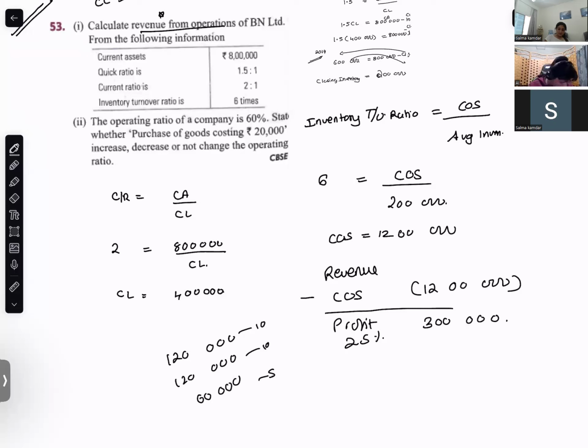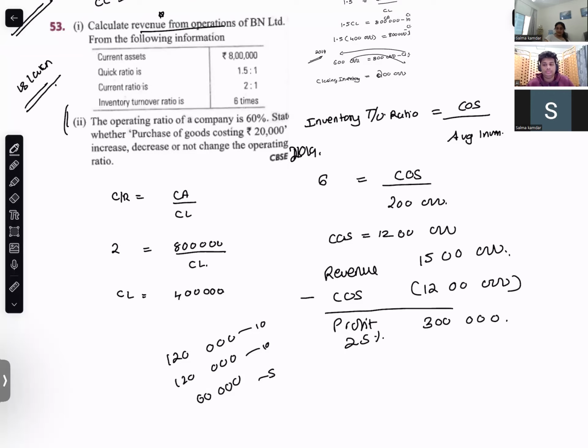So what is the revenue? Cost of sales 12 lakhs plus profit 3 lakhs, which is 15 lakhs. Very good. So the revenue from operations we are getting is 15 lakhs. Now I want you to try this sum from CBSE 2019.